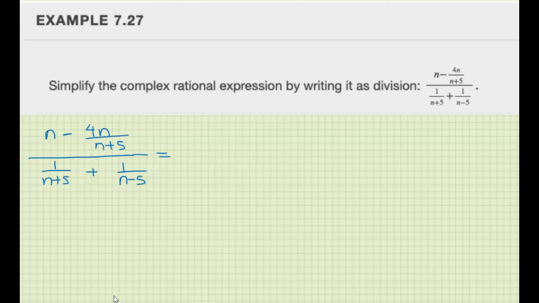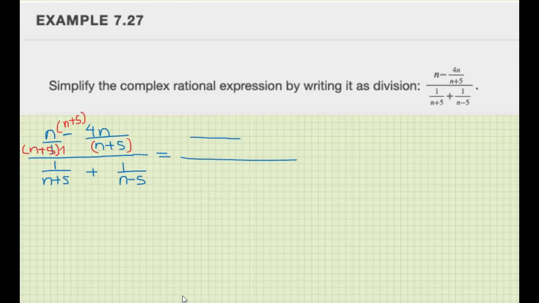Okay, so on the top, let's make this n over 1. We can look at the denominators. Right, so this has a denominator of n plus 5. So we need to multiply this by n plus 5, and this by n plus 5. Okay, and now the denominators are the same.